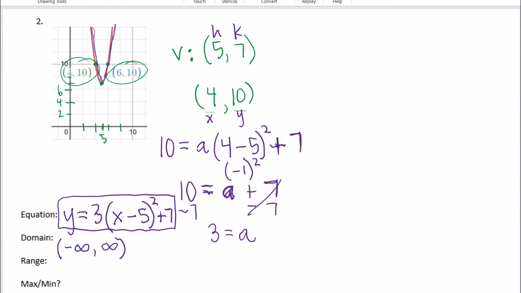And the domain, again, is negative infinity to infinity because there's no restrictions. And the range, the lowest y point that it touches is 7. It's the lowest y right here. So it goes from 7 with a bracket to infinity. And then because the parabola opens up, that means the vertex is a minimum value.